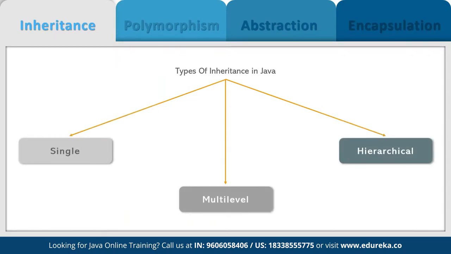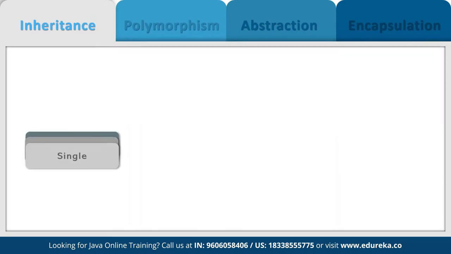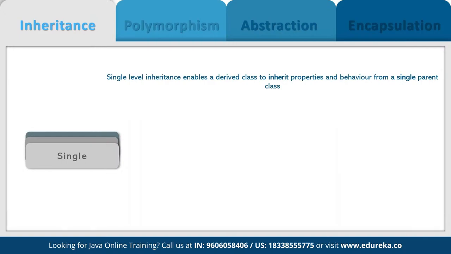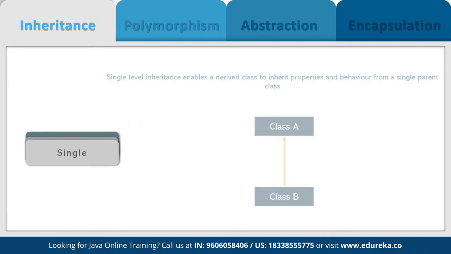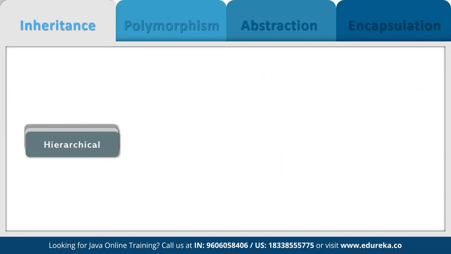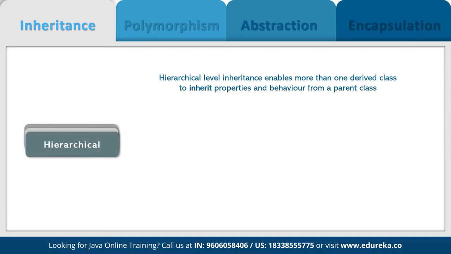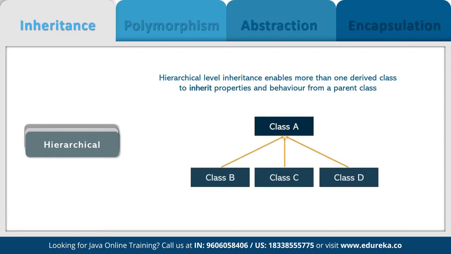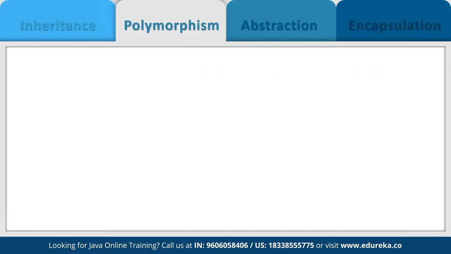Okay, so types of inheritance: single inheritance is nothing but one parent and one child. Multi-level inheritance is nothing but the chain of inheritance, and hierarchical inheritance is also multiple. You can have a hierarchy of inheritance. So single: class B extends class A. Multi-level: class A, class B, and class C. Hierarchical inheritance is nothing but, so class B extends class A, and class C also extends class A. Okay, so this is hierarchical inheritance. You can have multiple hierarchies.